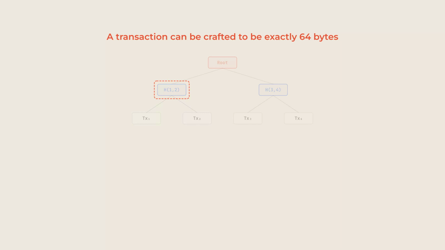A Bitcoin transaction can be crafted to be exactly 64 bytes. One input, one output, minimal script data. The smallest possible transaction is actually around 61 bytes, but 64 is the critical number because it matches the inner node size. Stack them side by side.